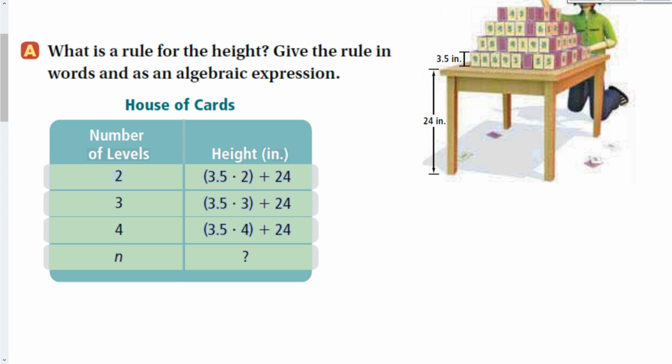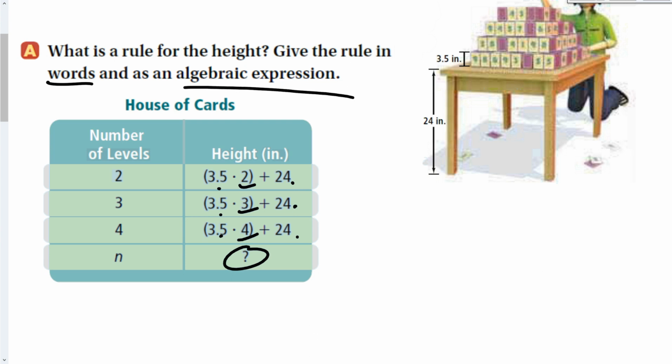And I think we can all see it already, is that each time we're going to multiply by one more row. So we're always going to have 3.5. We're always going to have 24. But right now, we're going to get one more row. So let's do it first with words and then as an algebraic expression.